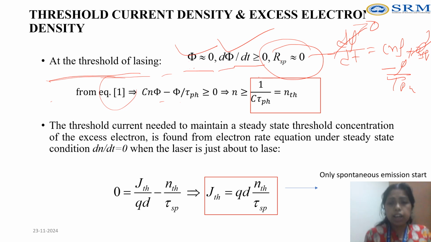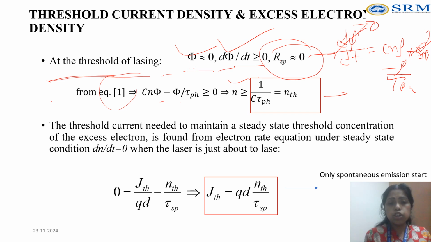From here you can calculate the threshold N. At the threshold moment, how many electrons are injected, that is N threshold, N th, equal to 1 by C tau ph. Now, the threshold current needed to maintain a steady state condition is found from the electron rate under steady state.